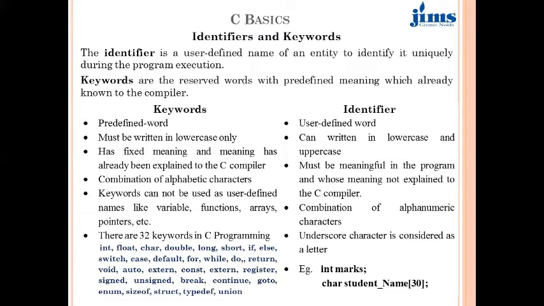There are 32 keywords in the C programming language like int, float, char, double, long, short, if, else. The meaning of all these 32 keywords we will learn, and we will learn practically as well in upcoming lectures. What are int, float, char, and how to use all these keywords? Without these keywords, no program can be formed.